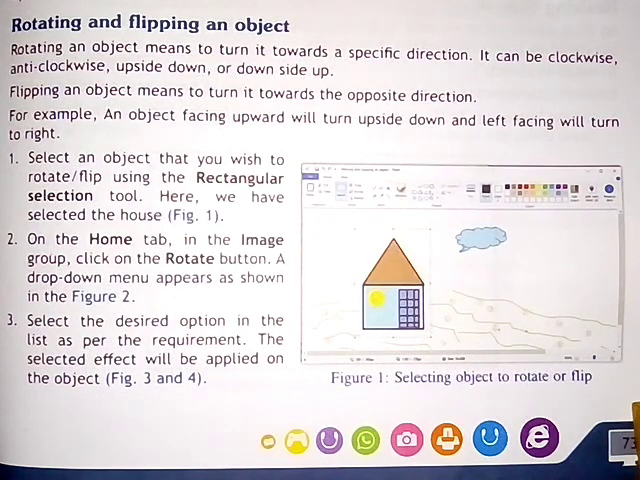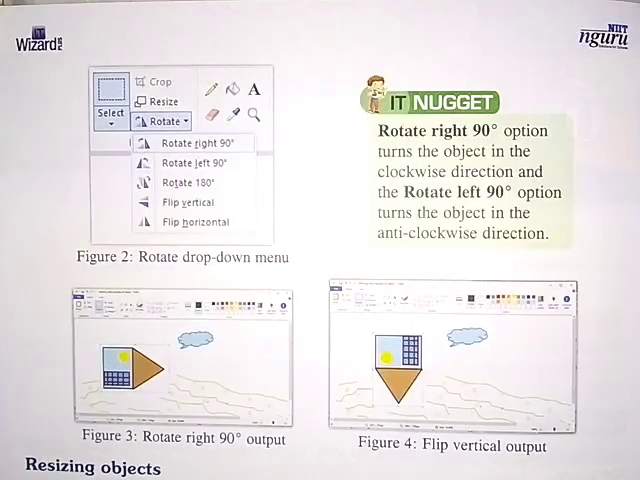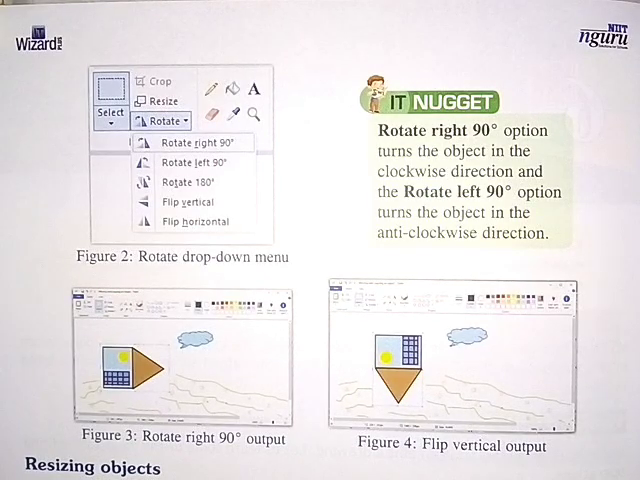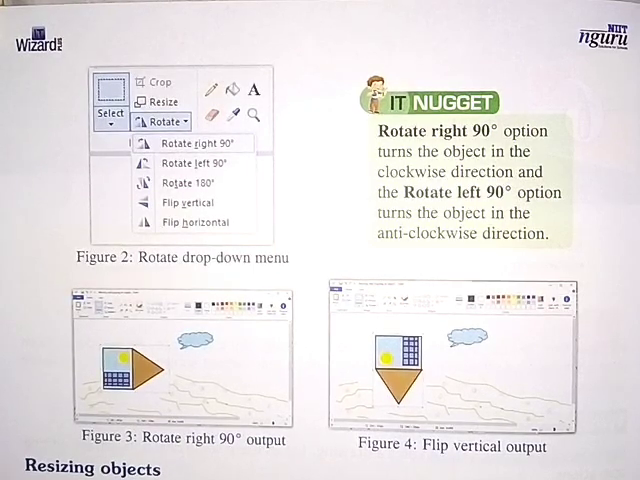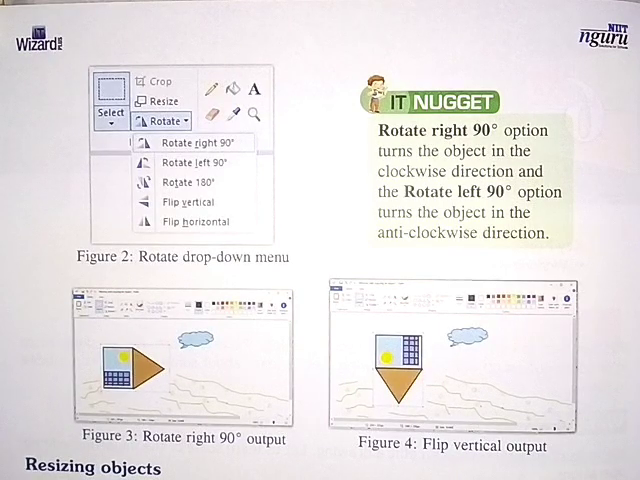Second, on the Home tab in the Image group, click on the Rotate button. A drop-down menu appears. Third, select the desired option in the list as per the requirement. The selected effect will be applied on the object. Rotate right 90 degree option turns the object in the clockwise direction, and the Rotate left 90 degree option turns the object in the anti-clockwise direction.